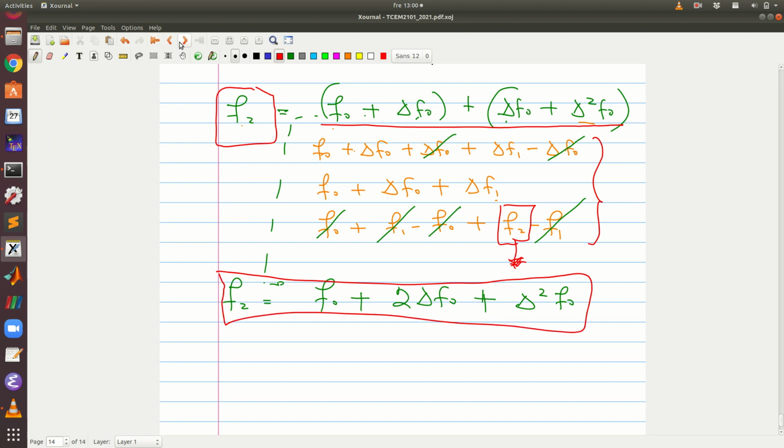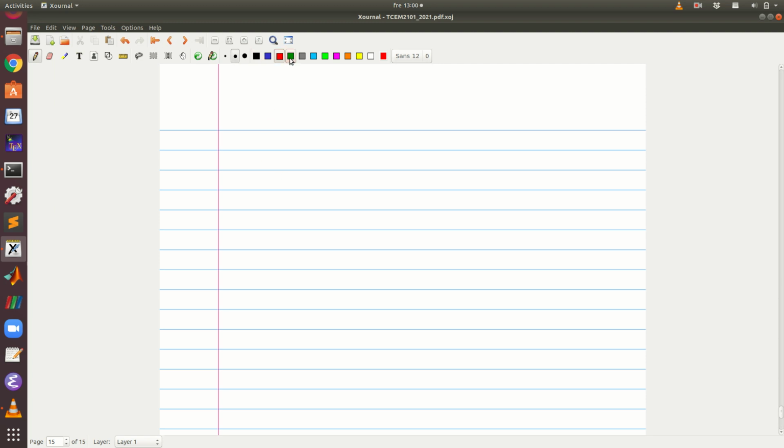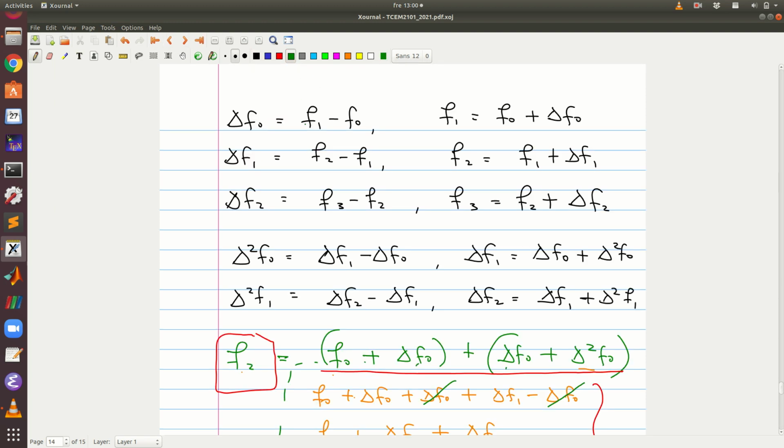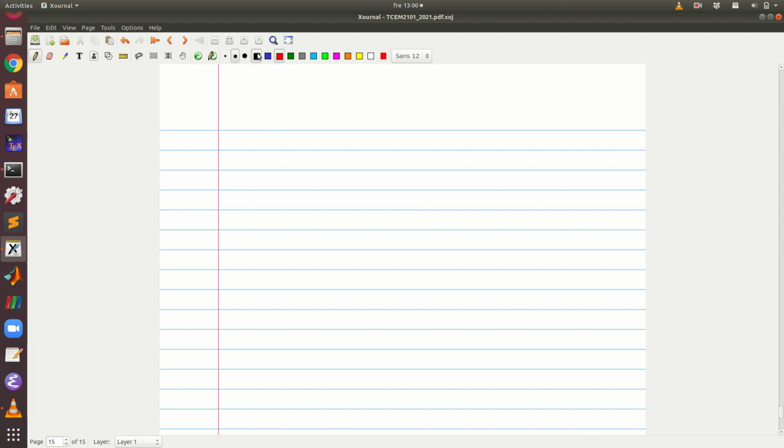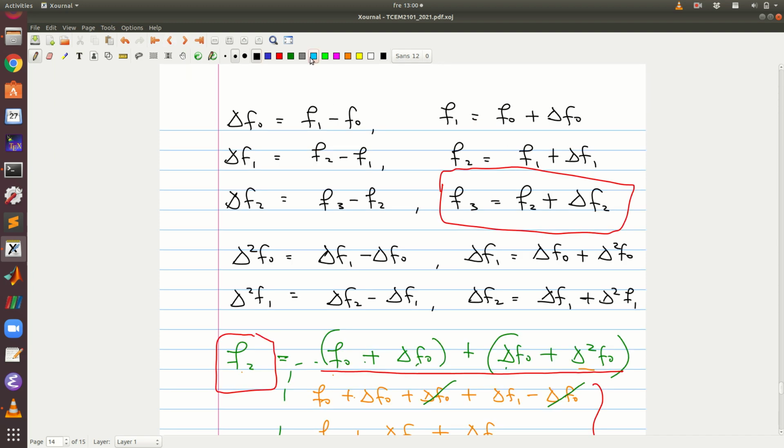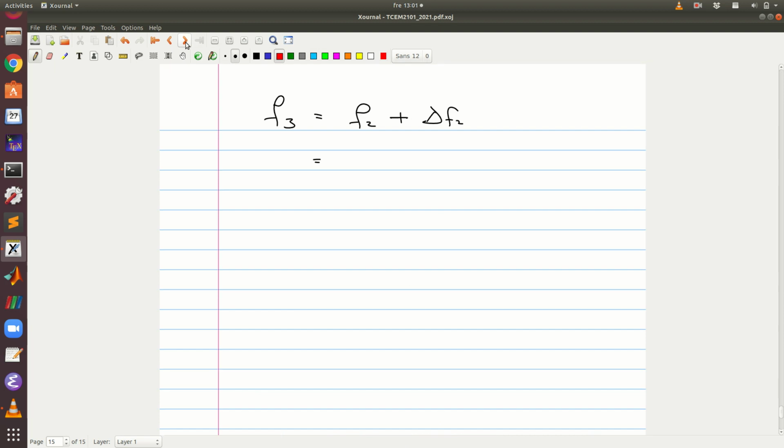Let us pause it for now, and go ahead and try to write f3 also. So f3, we shall just pick this expression which we have here. f3 is f2 plus the forward difference of f2. Now let us see, do we have any substitution for f2? Yes, we have a substitution for f2. And what is f2? f1 plus the forward difference.